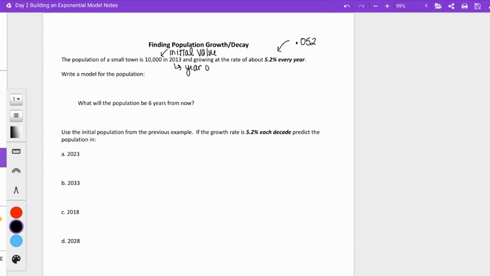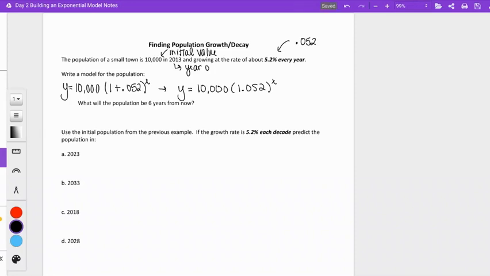So if we wanted to write this model for population, we would say that y is equal to the 10,000 of the initial population times 1 plus 0.052 raised to that x power, right? So for instance, if we wanted to simplify this, it would look like y equals 10,000 times 1.052 raised to the x power.